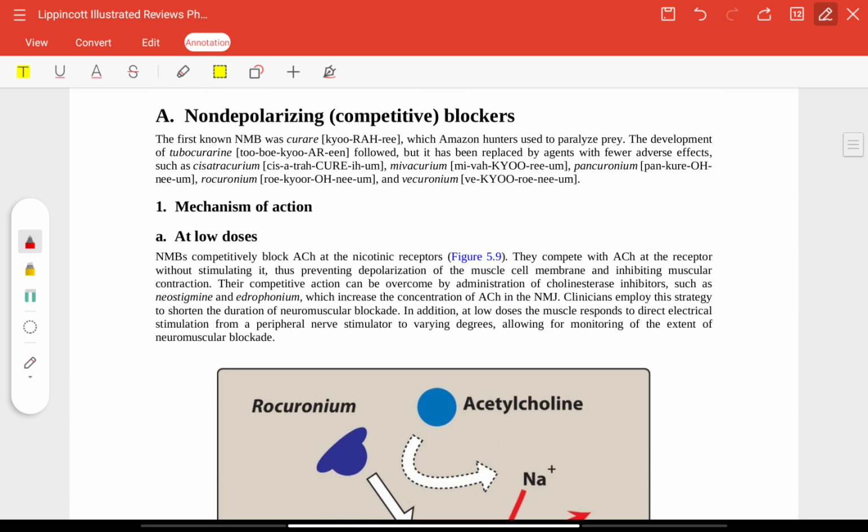Now, non-depolarizing competitive blockers. The first was curare, then the development of tubocurarine, followed by cisatracurium, mivacurium, pancuronium, rocuronium, and vecuronium.